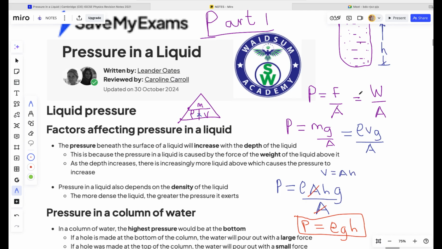We derived it from the ordinary pressure of solid formula. So from here, you see, we walked all the way to this place, and we got that as the formula for calculating the pressure of a liquid. Is that okay? So the pressure of a liquid is because of this.